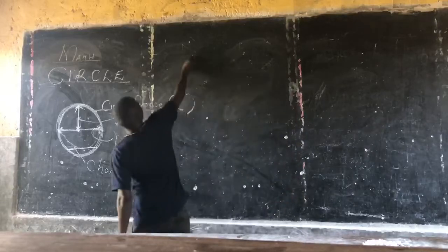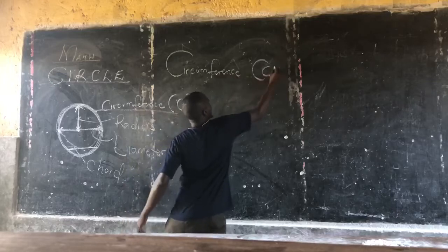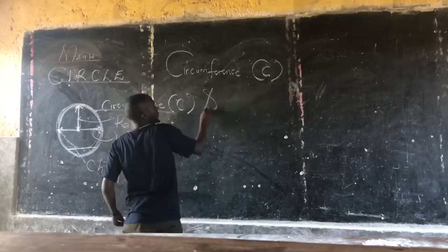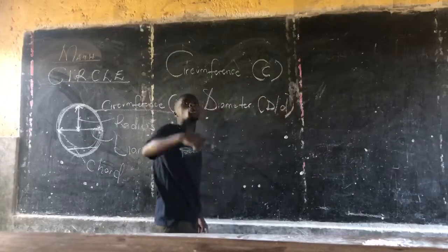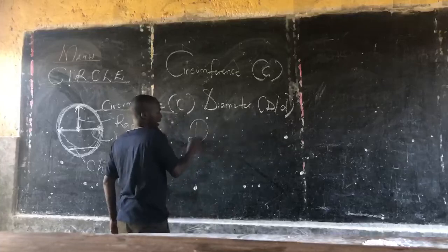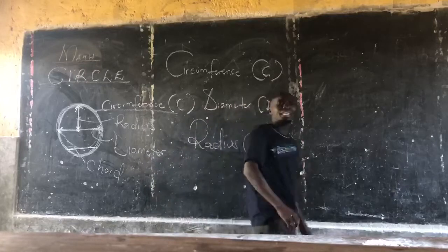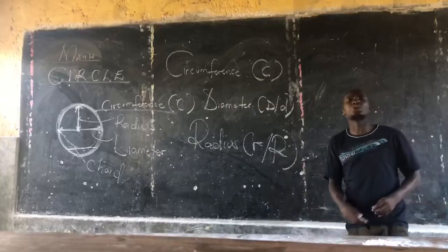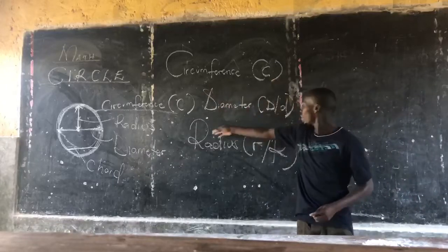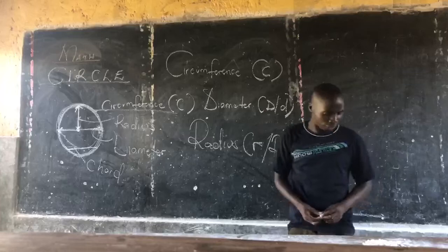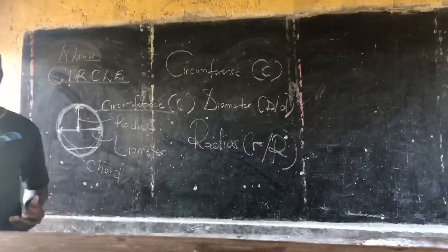I've told you what we call circumference. The circumference of a circle will be abbreviated as letter C. The diameter of a circle will be abbreviated as D or a small d, and the radius as letter R or capital R. It depends on who is teaching, because these are not standard. So circumference is C, diameter is D, radius is R. You have to know that.